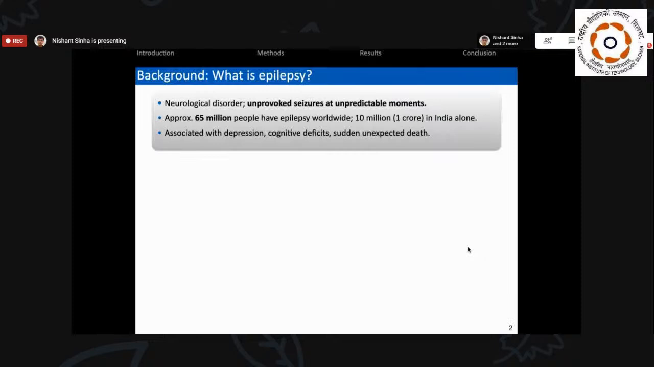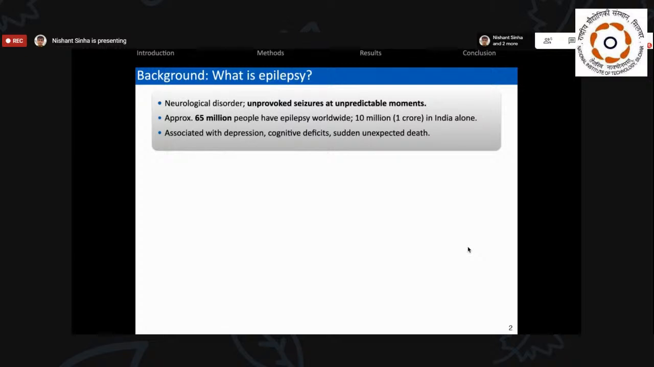So epilepsy is a neurological disorder. And in this disease, seizures occur at unpredictable moments. So these are unprovoked seizures. And it is not uncommon. There are approximately 65 million people in the world with epilepsy, and 10 million of them are in India alone. They are often associated with depression, cognitive deficits, and sometimes sudden unexpected death.